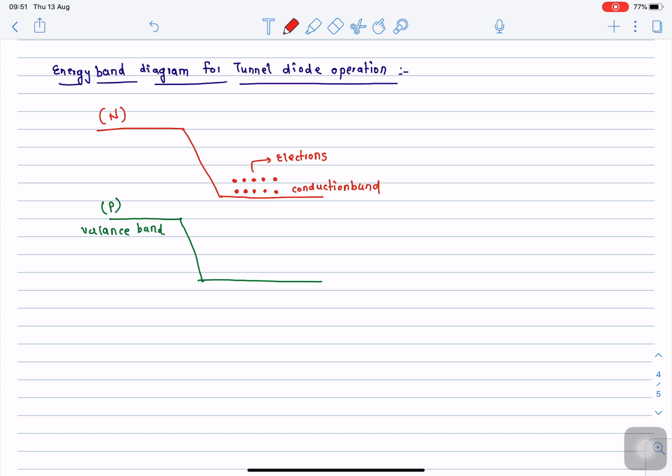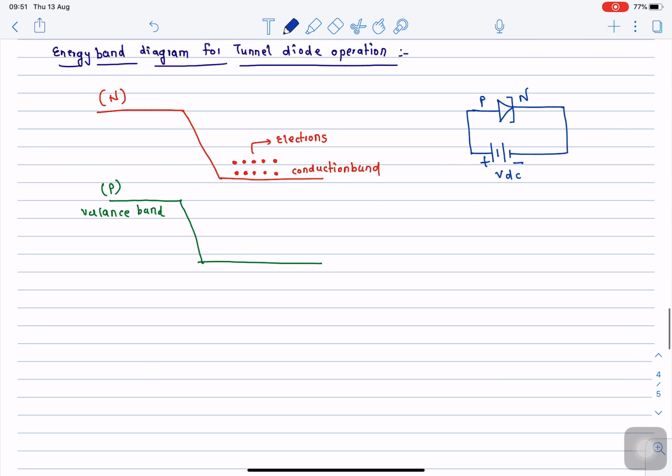So I will show the diagram over here, the biasing of the diode. The diode is like this. Okay, the symbolic representation of the tunnel diode, and this tunnel diode is applied with a DC bias voltage. It is forward biased. Okay, so this voltage is a DC bias and it is forward biased. So when there is a no bias condition, this particular energy band diagram is valid whenever there is a no bias or zero bias.